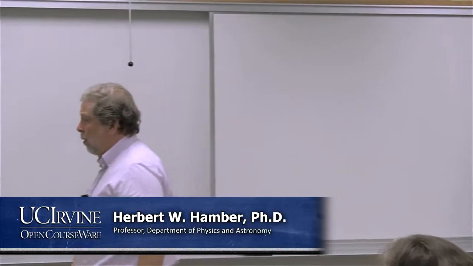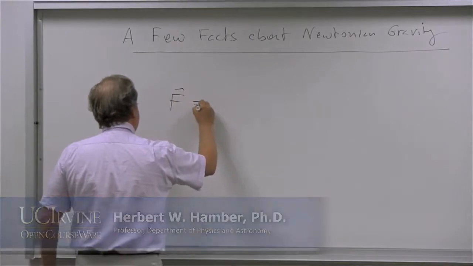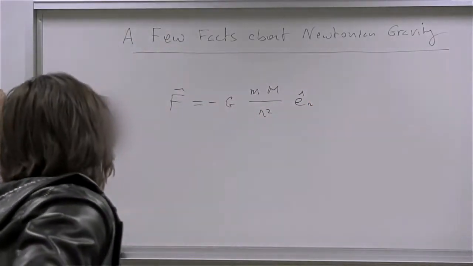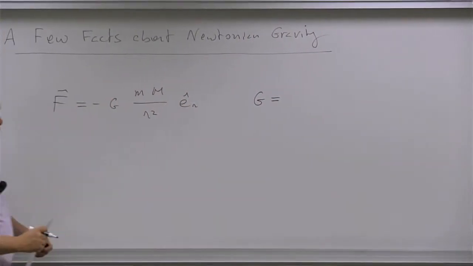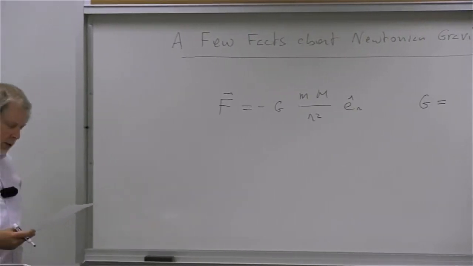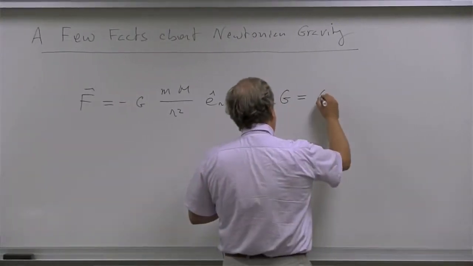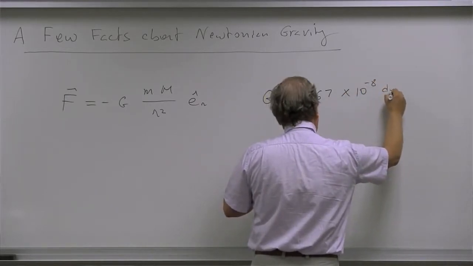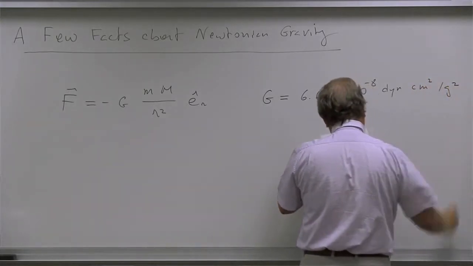So the theory that Newton wrote down is based on a force, which is minus G times one mass and the second mass divided by r squared times some unit vector. And in that force we have Newton's constant, which by now is fairly well known. It was already known quite well in the 17th century due to Cavendish's measurements. But in the units we use today, this is 6.67 times 10 to the minus 8 dyne centimeter squared divided by gram squared.